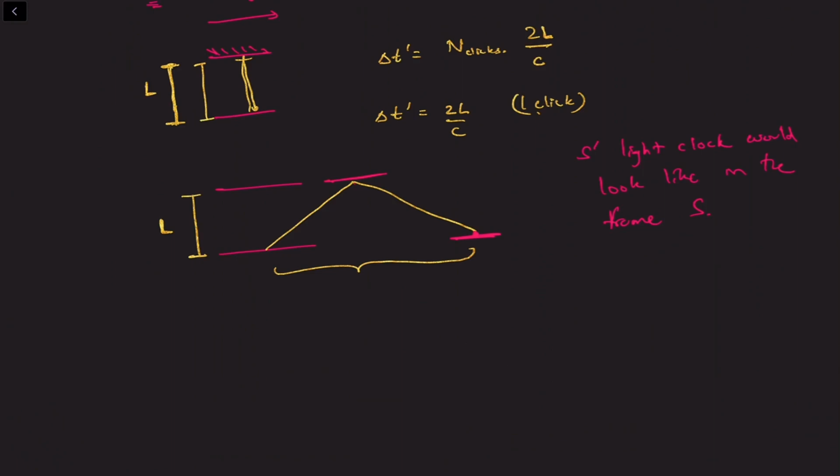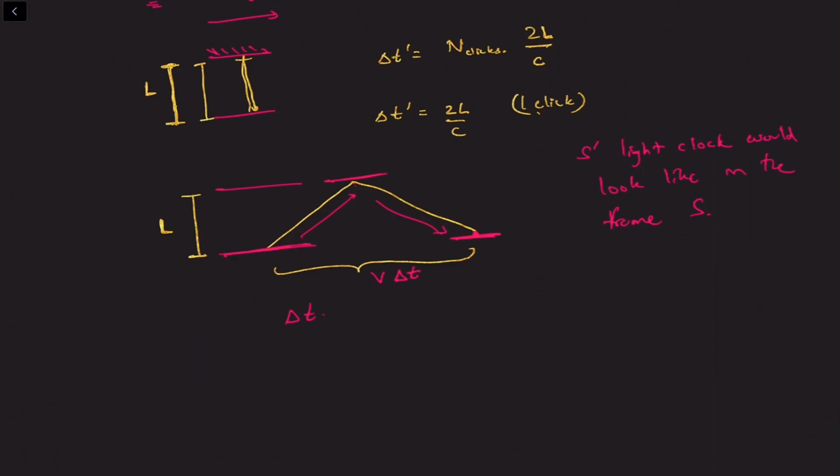Okay, so now we can ask, according to the ground observer, how long does it take for the light signal to go up here and then come back down? Suppose it takes a time interval delta t for this light signal to go up and come back down. In this time, the train or the clock would have traveled a horizontal distance of v times delta t.